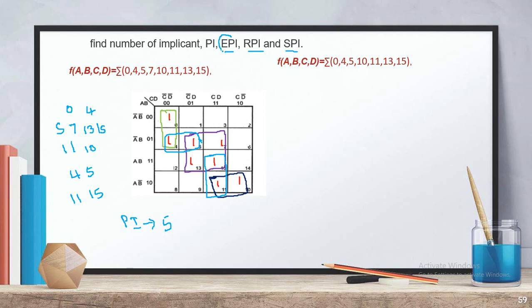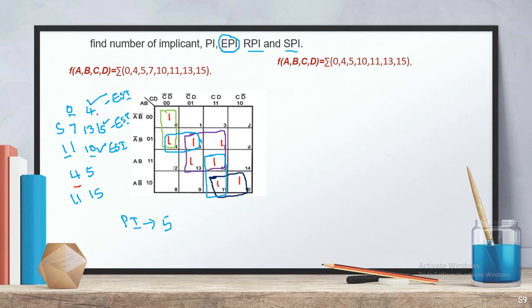So what is the rule for an essential prime implicant? The rule is that there is an individual one, a cell that is not there in any other group. If you check here, 0 is not there in any other group, so this group we call an essential group. Again, 5 is already there in another group. Go to 7, it is not there in any other group, so this is also an essential group. In the same way, cell number 11 is already there. Then cell 10 is not there in any of these groups, so again this is an essential group. Now if you go for 4 and 5, listen carefully.